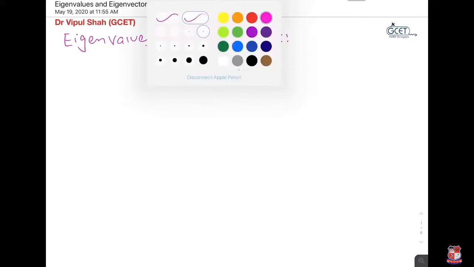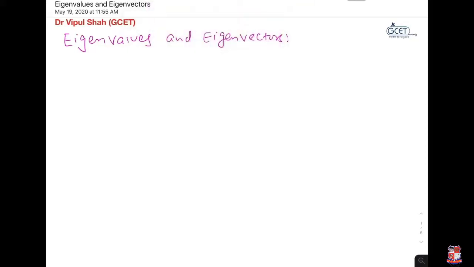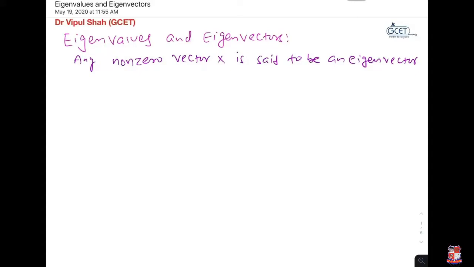Okay, let us first define the concept here. So any non-zero vector x is said to be an eigenvector of a matrix A. It's a square matrix we are given.